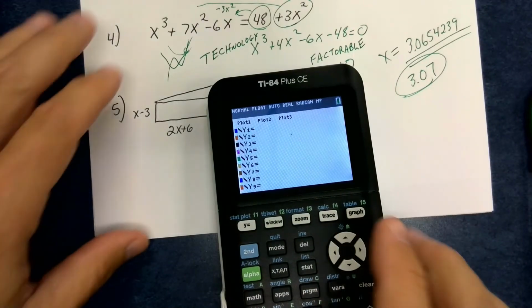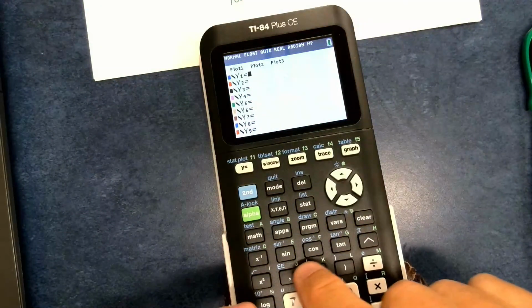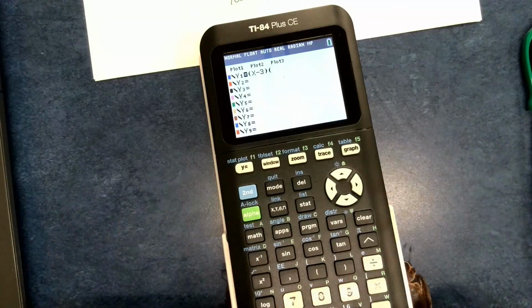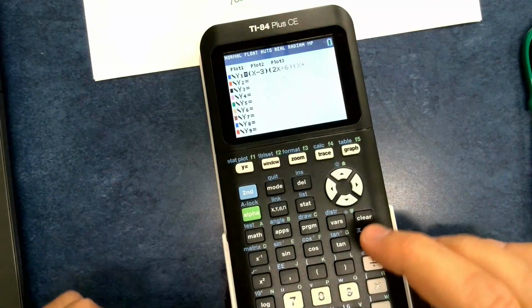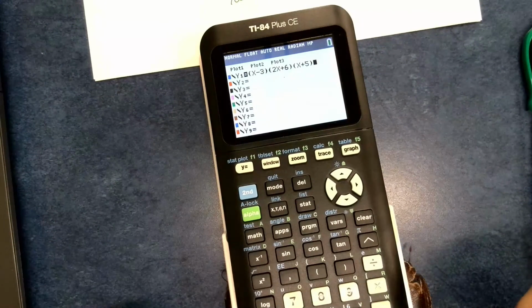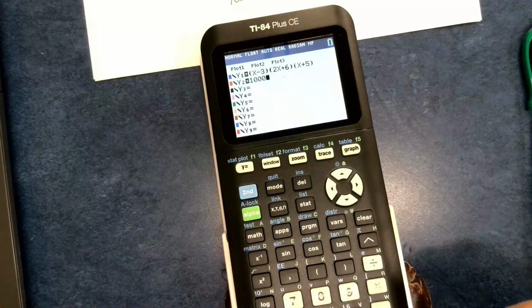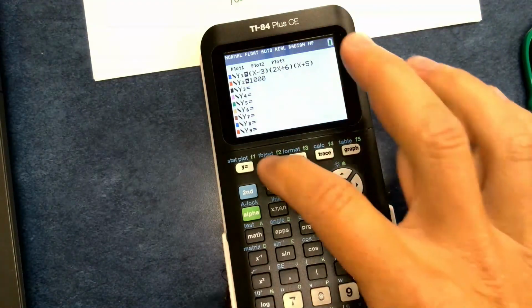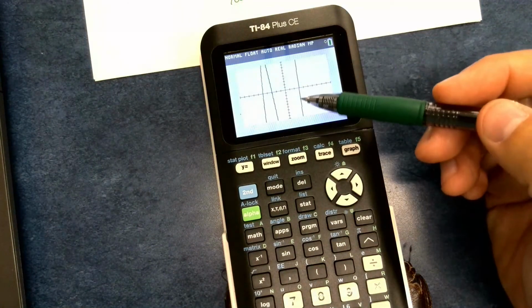Let's see the problem again. I had an x minus 3, right? So parentheses x minus 3, close parentheses, parentheses 2x plus 6, close parentheses, parentheses x plus 5, close parentheses, like that. So I've got those, and that's my volume formula. And then here I can simply put 1,000, because I want to know where the one equals the other. So if I go to my Zoom 6 window, you can see that that's my cubic function.